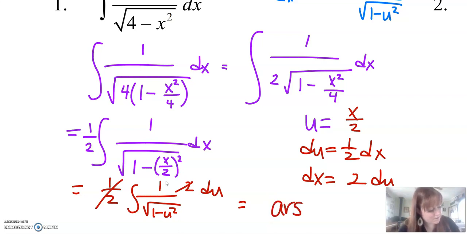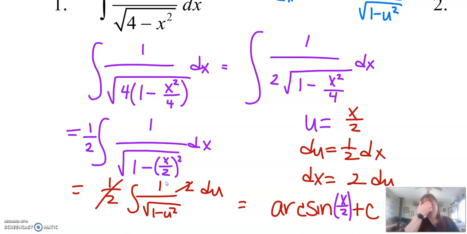Arc sine of u plus c, and we know what u was, right? We already figured out what u was. U was x over 2. So we were able to just go back with u substitution and find that the integral of this is arc sine of x over 2. Let's do another one.